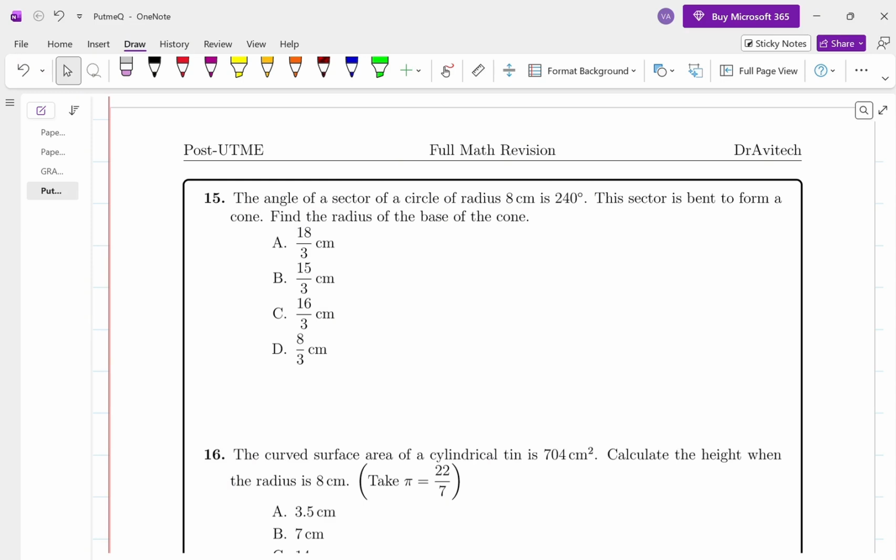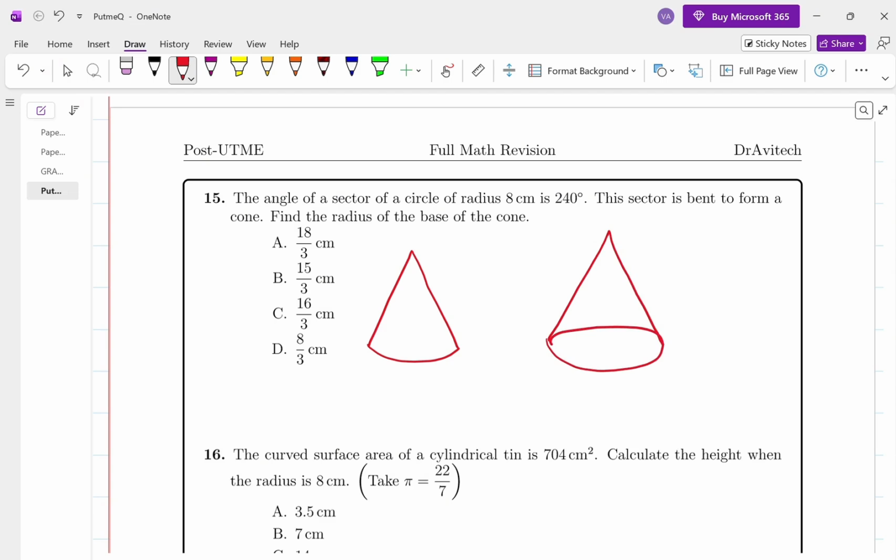For this case, I'm going to be explaining. So a sector looks like this. So that's a sector. Now, a cone looks like this. It's curved in a way. So that's what a cone looks like, those Christmas caps you used to wear when you were much younger. So they kind of bent the sector into this very cone.